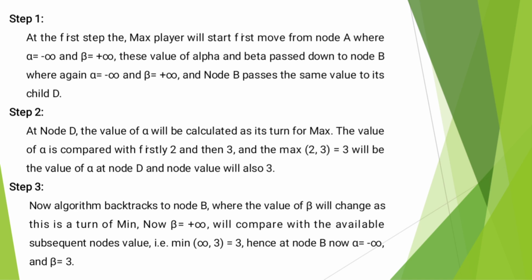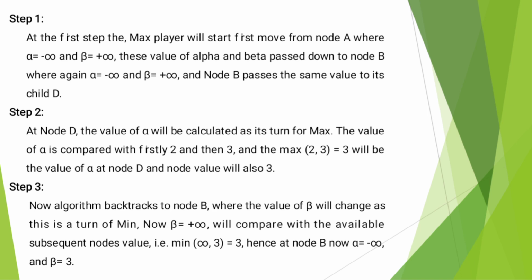Step 2. At node D, the value of alpha will be calculated as it is the turn of maximum. The value of alpha is compared with 2 and 3. Then the maximum of 2, 3 is equal to 3 will be the value of alpha at node D. The node value will also be 3, since the maximum value is 3.